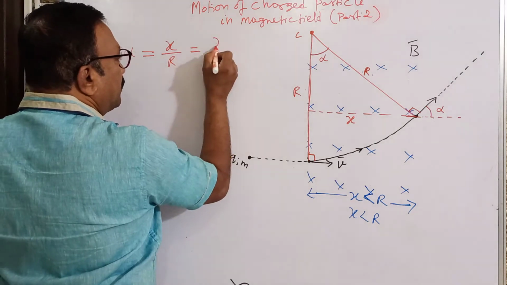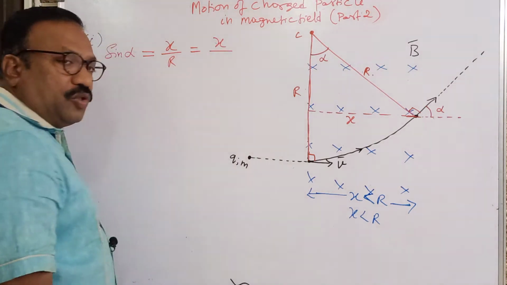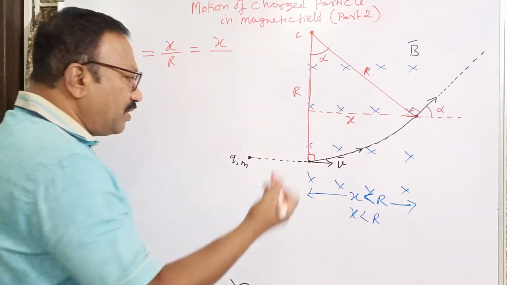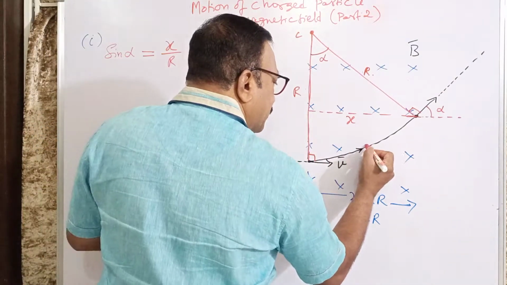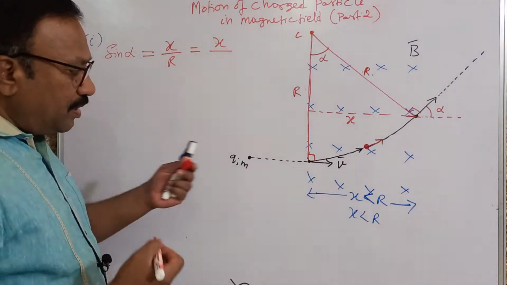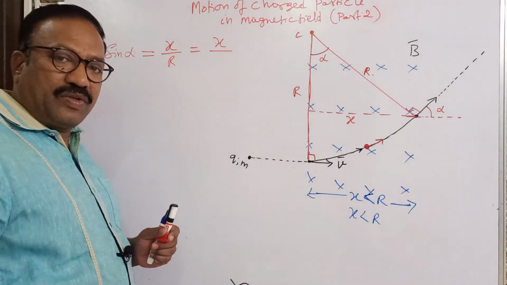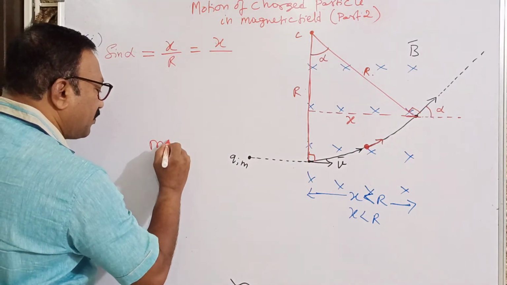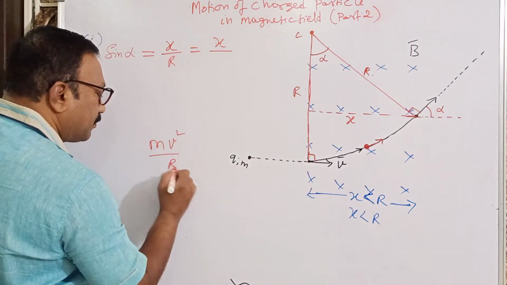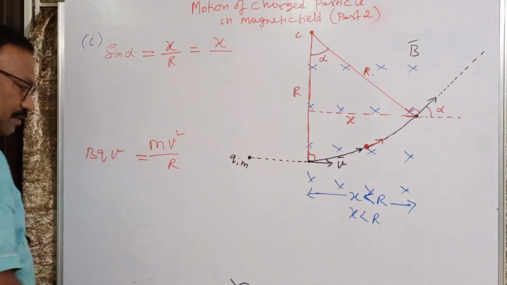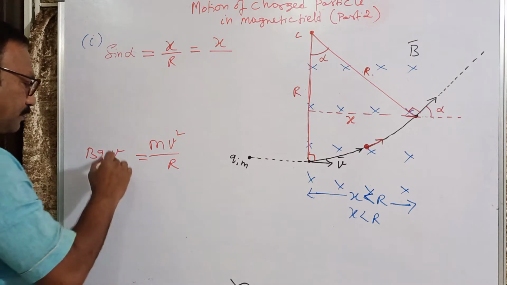And x is equal to, you know, radius is mv by vq. Or if you don't know, when a particle is moving here, it's a part of a circular motion. Then centripetal force is equal to force exerted by magnetic field. Centripetal force is mv square by r. Force exerted by the magnetic field is bqv sin 90.